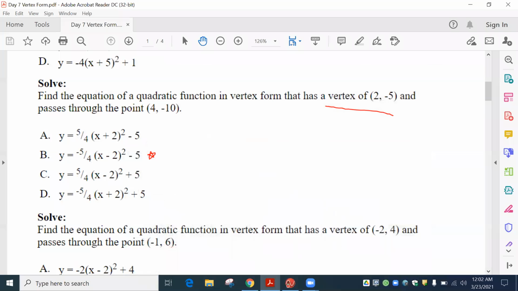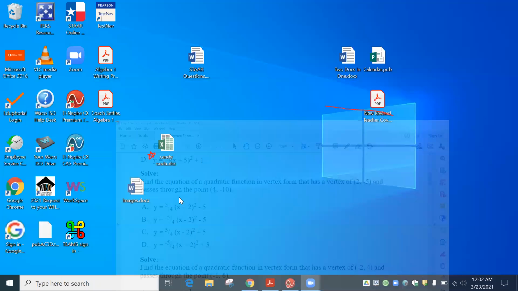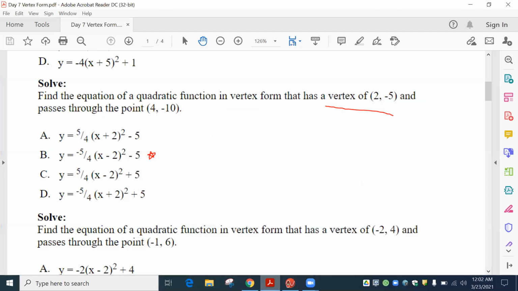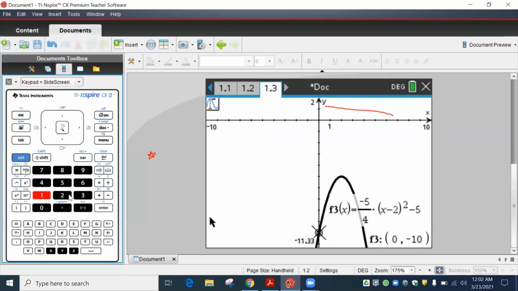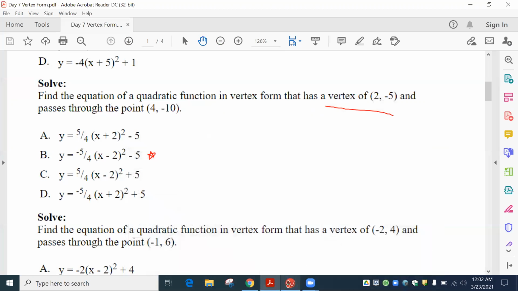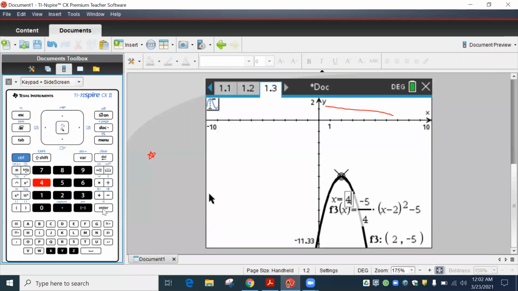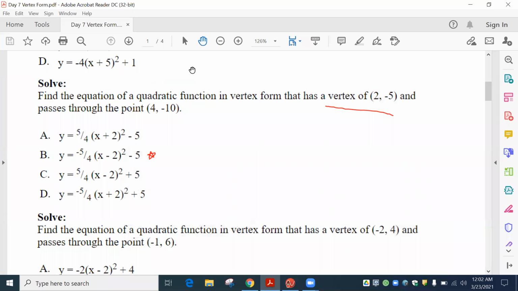And then we are typing in 2. So this +2 right there. See if it gives me -5. So we're typing in 2. All right. So once again, yes, it does have 2 -5. Is that the vertex? Yes, that is the vertex right there. And so now we just want to know, does it have that 4? So we type in 4. Does it say 4 -10? Yes. So it is B.